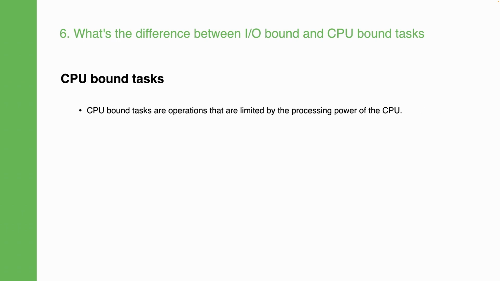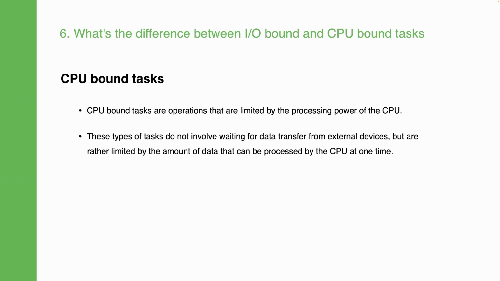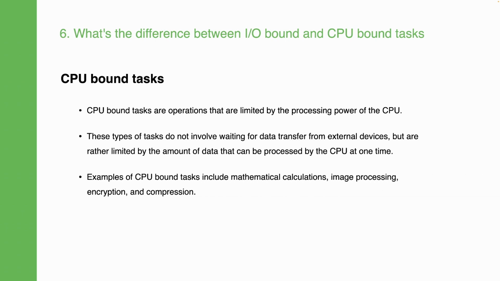On the other hand, CPU-bound tasks are operations limited by the processing power of the CPU. These tasks don't involve waiting for data transfer from external devices, but are instead constrained by how much data the CPU can process at a time. Examples of CPU-bound tasks include mathematical calculations, image processing, encryption, and compression.